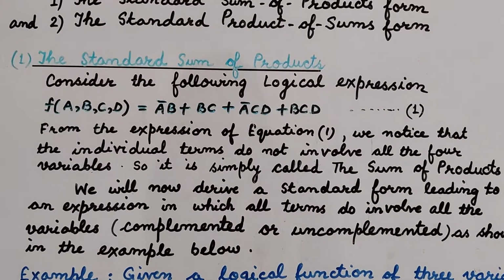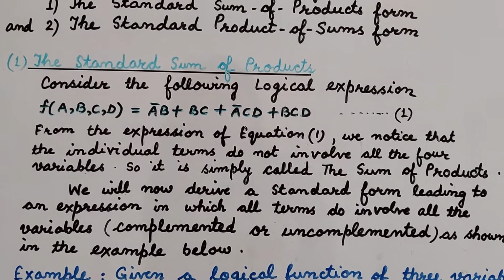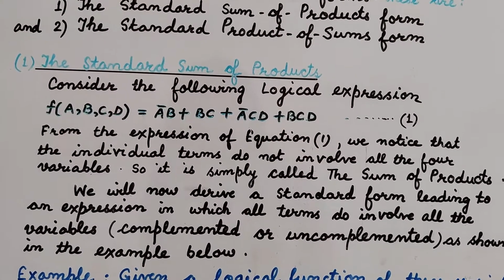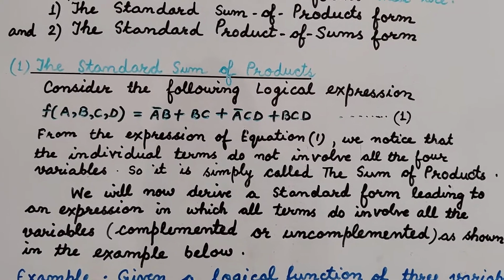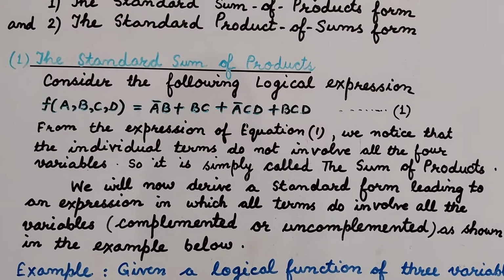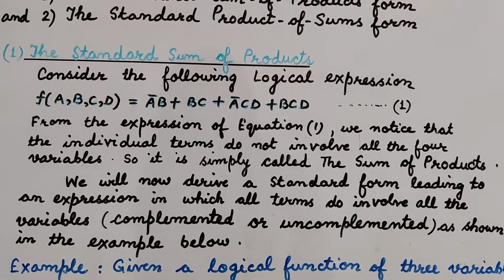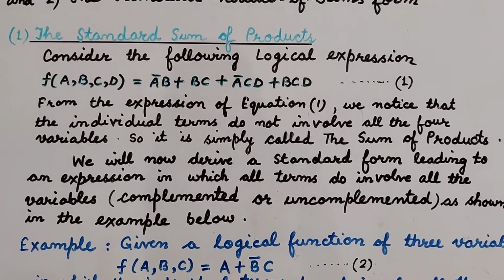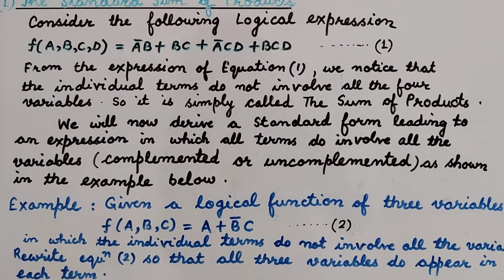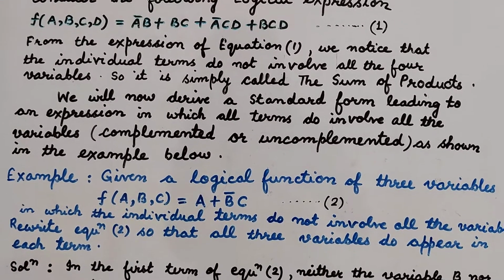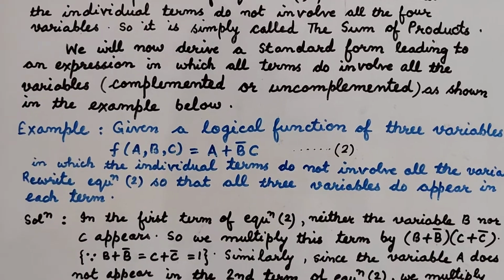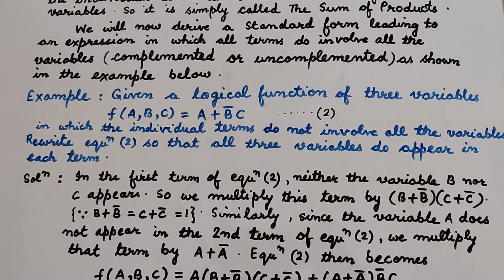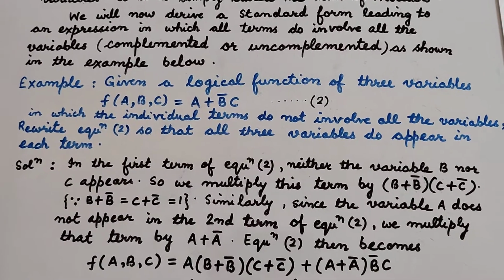So we will now derive a standard form leading to an expression in which all the terms will involve all the variables, either complemented or uncomplemented, as shown in the example below. And that form will be known as the standard sum of products form. So let us understand the standard sum of products form with the help of the example.